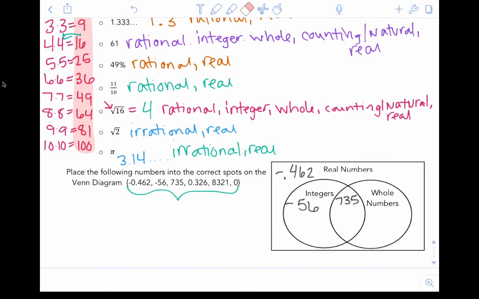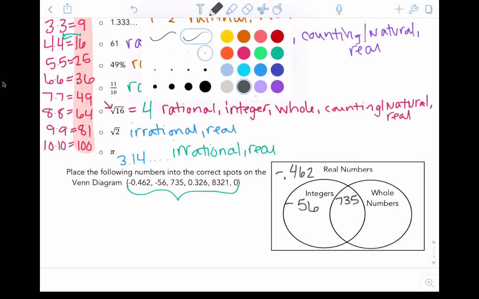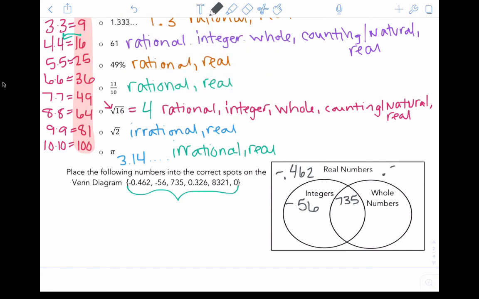I have just a couple more. Go ahead and do these last ones on your own. Pause the video, work them out, and then play the video and see if these land in the correct spots. My next number is 0.326. That is a decimal, which tells me it's not going to be an integer or whole number. So I'm going to write it right out here.